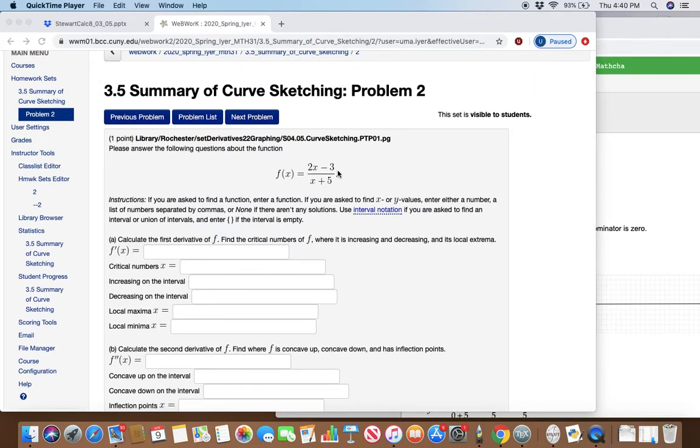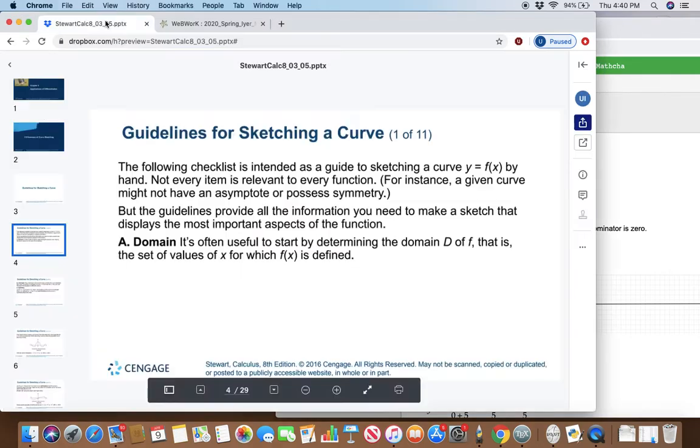This is a useful example because it is a rational function and you need to know how to approach such a function. In the previous problem, we saw a polynomial. Now we are seeing a rational function. So let's go through the checklist given in the guidelines for sketching a graph. The very first thing is domain.